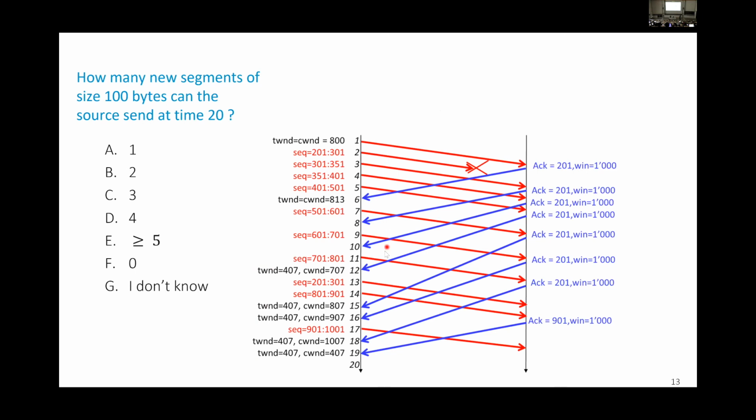Now, question: at this point here, how many packets can this source send? Please speak up on this number.